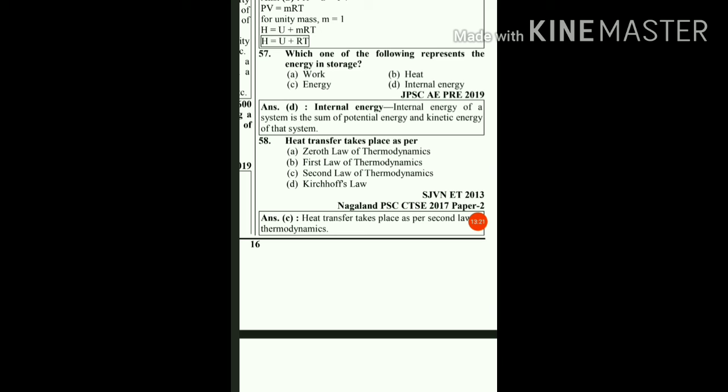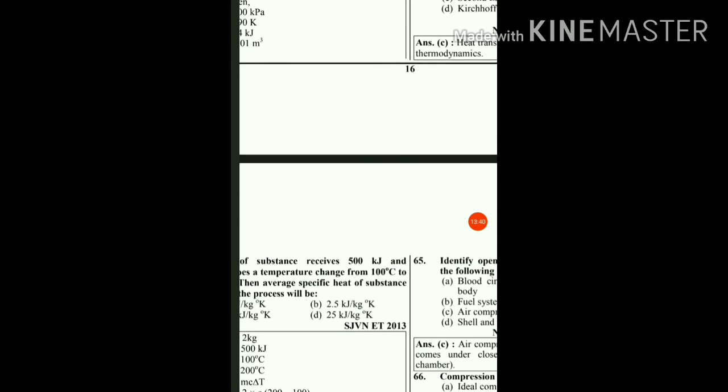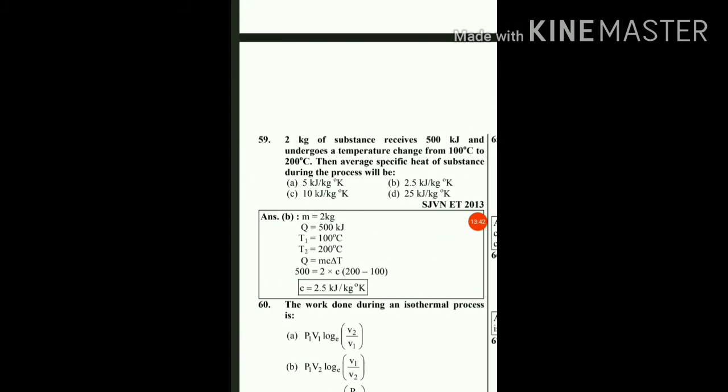There are basically two statements of the second law of thermodynamics: the Kelvin-Planck statement and the Clausius statement. Kelvin-Planck gives us a statement about the heat engine, and Clausius gives us a statement about a refrigerator or a heat pump. The next question, that is question 59.